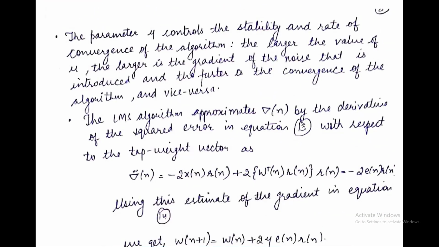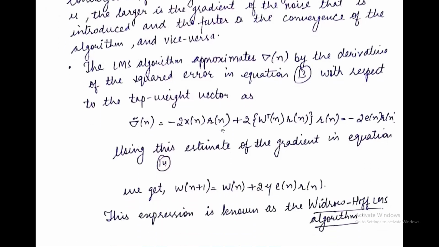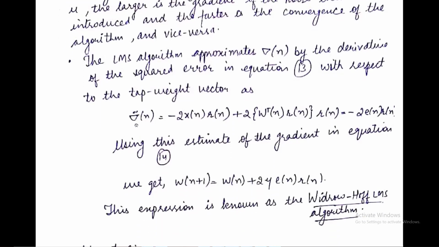So with respect to tap weight, now what we are doing is we have to take the derivative, because we have to minimize. Minimize means we have to take the derivative and keep it equal to 0. If we are using that equation, we can say ∇[n] is equal to minus 2x[n]r[n]. If you differentiate that equation, you will get this plus 2 again wᵀ[n]r[n] into r[n], because we are basically differentiating with respect to the tap weight vector. So it will be equal to minus 2e[n]r[n].